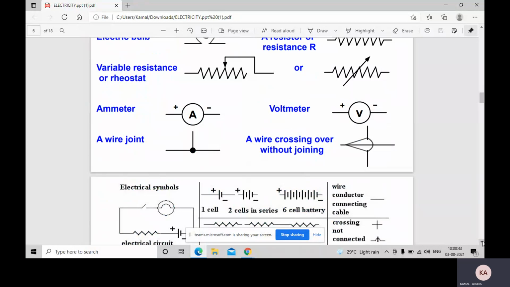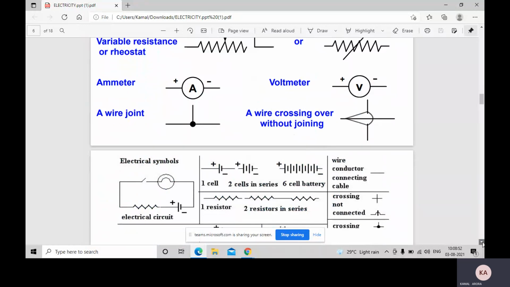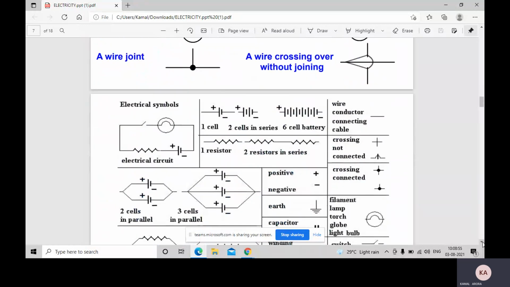Here two wires are joined with each other, and crossed wire means when two wires are not intersecting with each other, means their metallic part is not connected with each other, they are only overlapped on each other. Next is electric circuit. Again, it consists of various components and it is a closed path for electric current. Here we have shown a single cell, two cells, six cells. So if we combine two or more cells, it becomes a battery. Connecting wire is represented by a single dash.